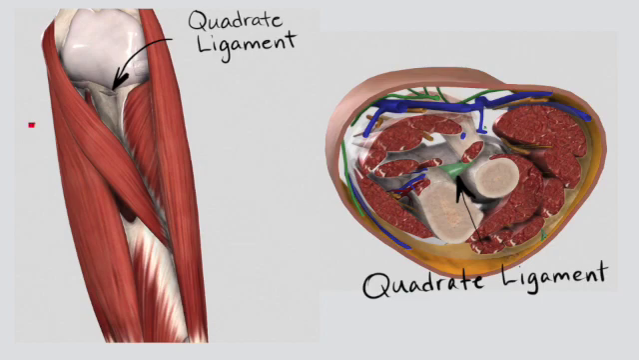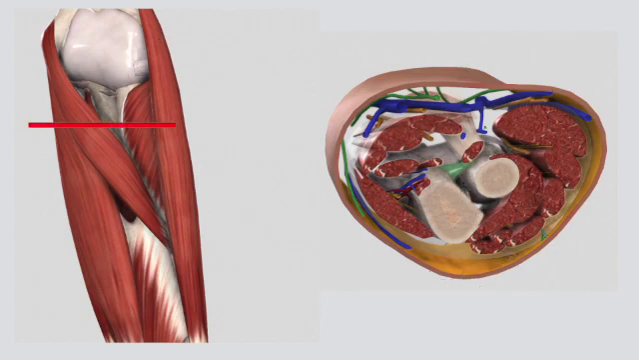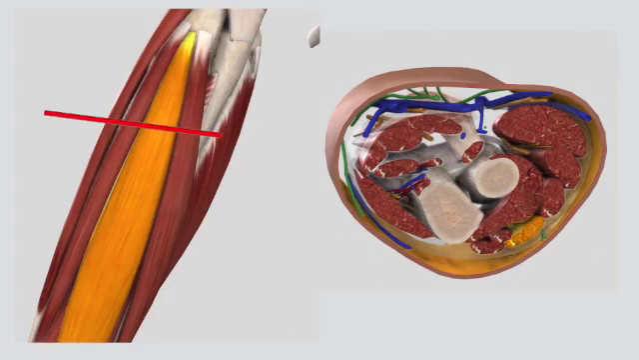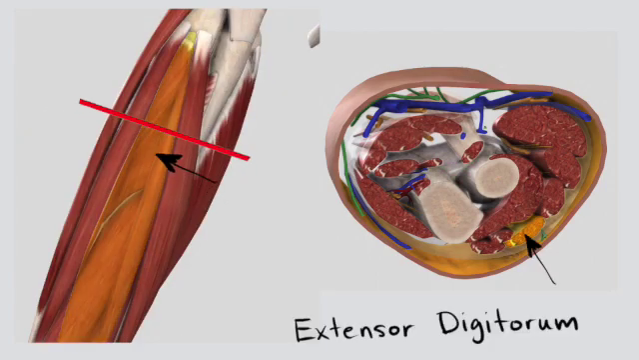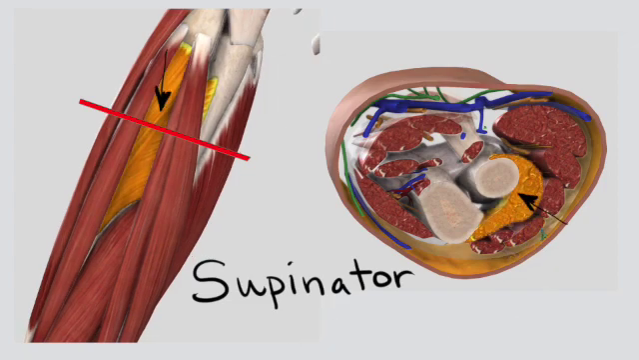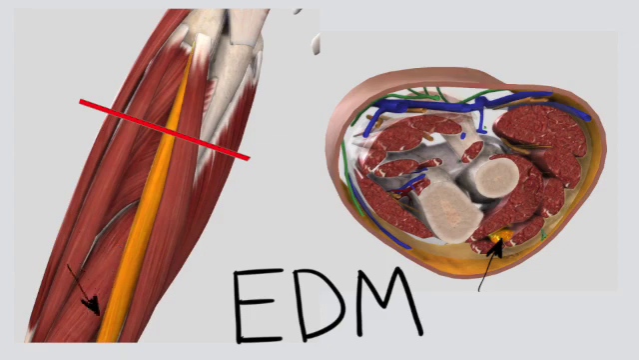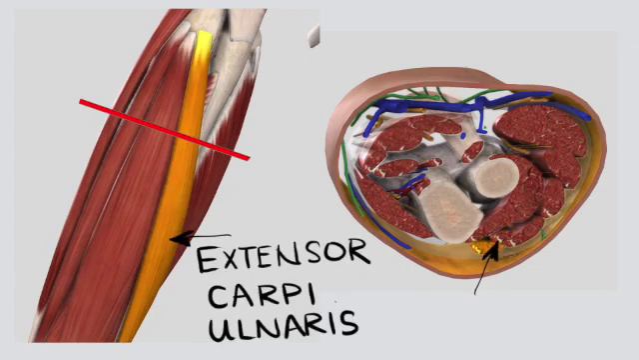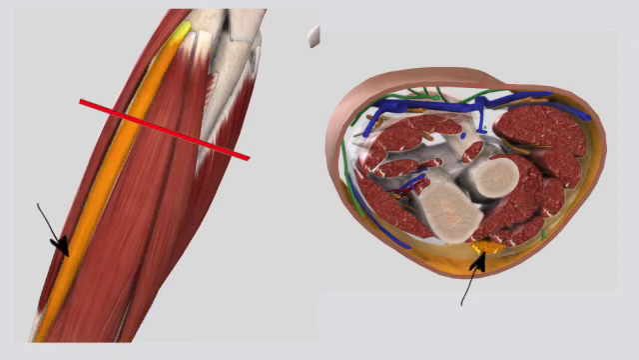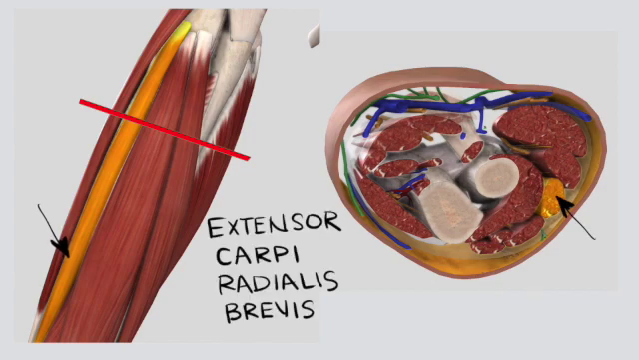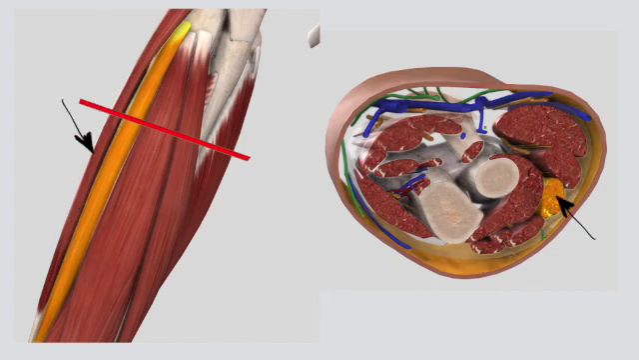The section you see is just distal to the quadrate ligament. At the elbow, the extensor digitorum is dorsal or superficial to the supinator muscle and the EDM. It is lateral to the extensor carpi ulnaris and medial to the extensor carpi radialis brevis, which itself lies medial to the extensor carpi radialis longus.